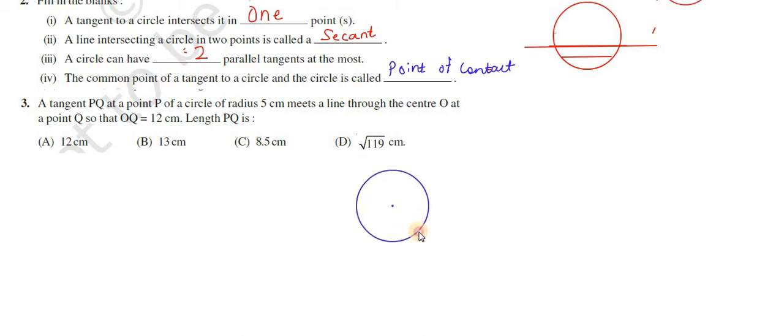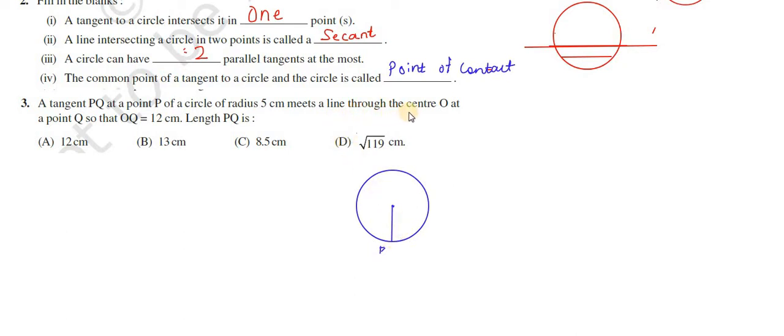This is a circle. Then this is the center of the circle. Now take one radius. So here a tangent PQ at a point P of radius 5 centimeter. So this is the radius of 5 centimeter. A tangent PQ, so you can take this as P.